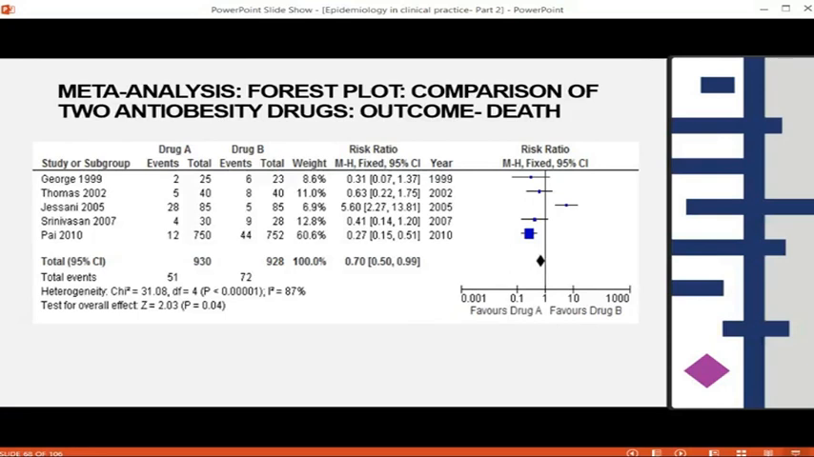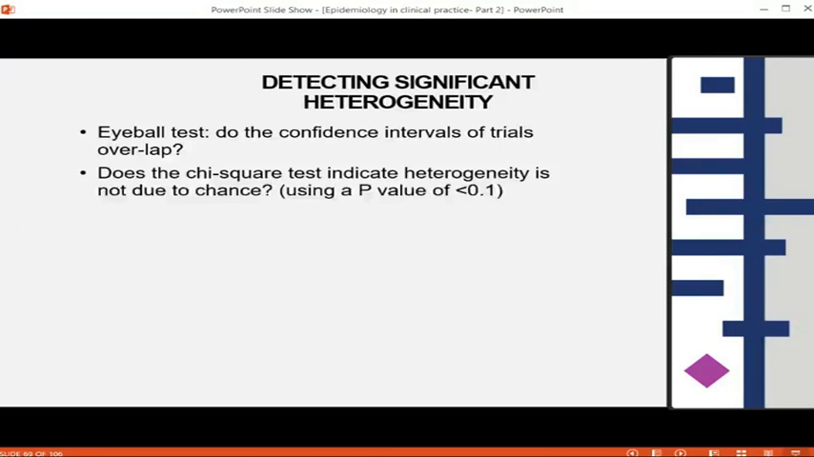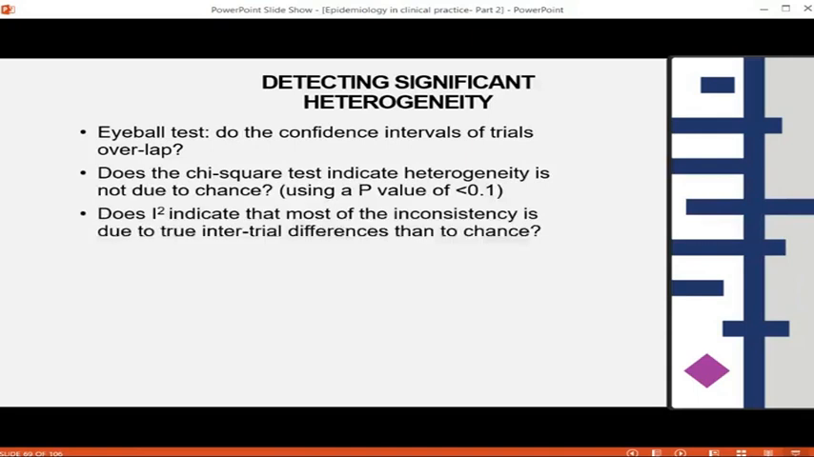The next thing we have to ask is how do we know this is not due to chance? Right. So there's a chi-square test for heterogeneity. Because we know that if you have a very small sample size, the chi-square test is not very powerful in picking up differences, here we use a p-value of less than 0.1, not 0.05, to say that at this 90% level, it could be heterogeneity. It's not more than due to chance.